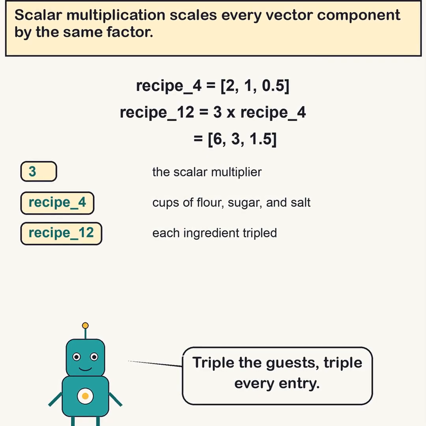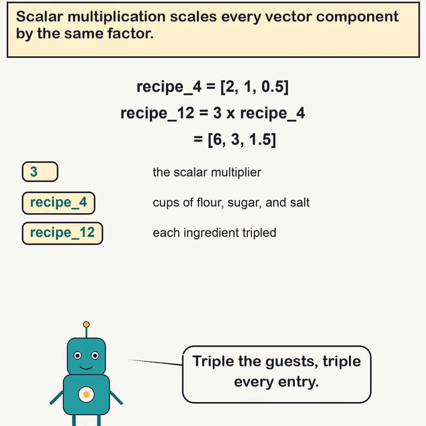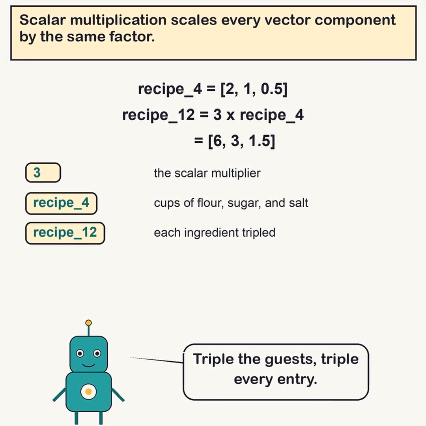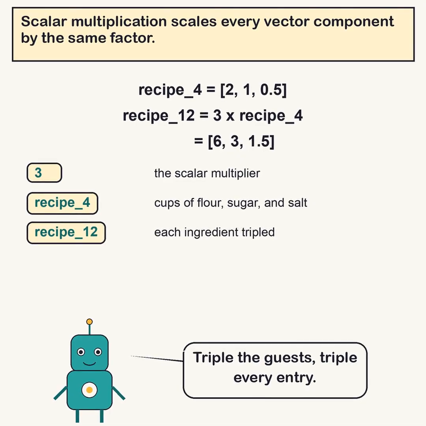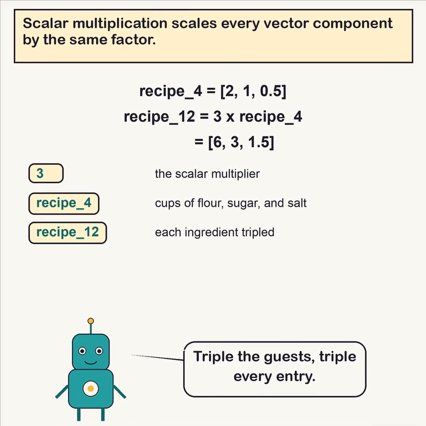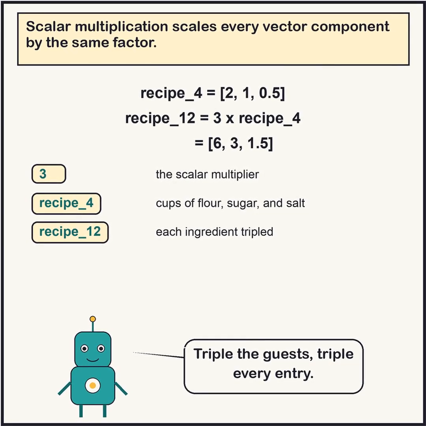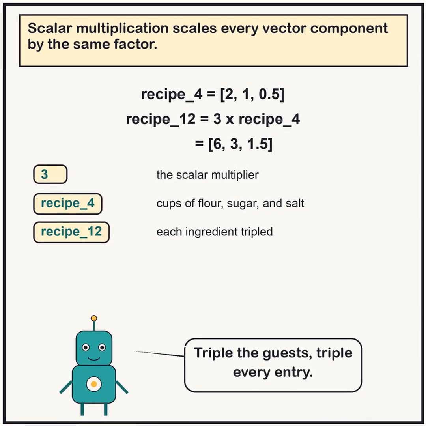Scalar multiplication uses one number to scale the whole vector. 3 times the recipe for 4 gives the recipe for 12. Every ingredient is multiplied by 3. Real-world analogy. It works like resizing a recipe for a larger dinner party. Every ingredient grows by the same multiplier.